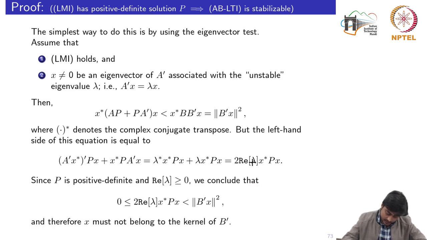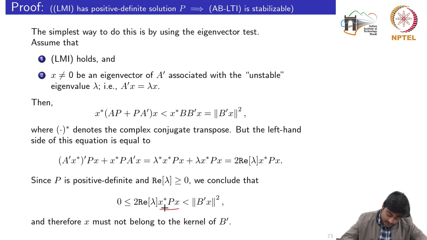Okay, so see this part, which is pretty much important. Since P is positive definite and we know that the real part of lambda is greater than or equal to 0, we can conclude that twice the real part of lambda times x star P x would definitely be less than the squared norm, because the squared norm is positive. P is already positive definite, so this part would be positive definite.